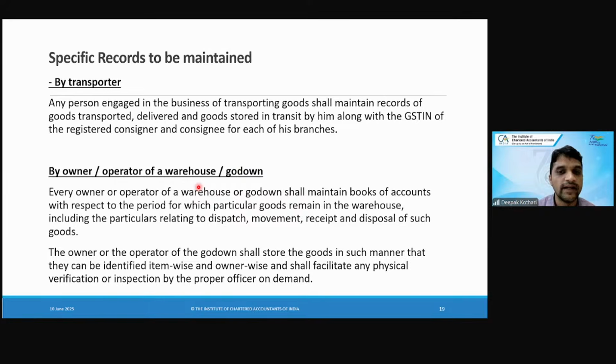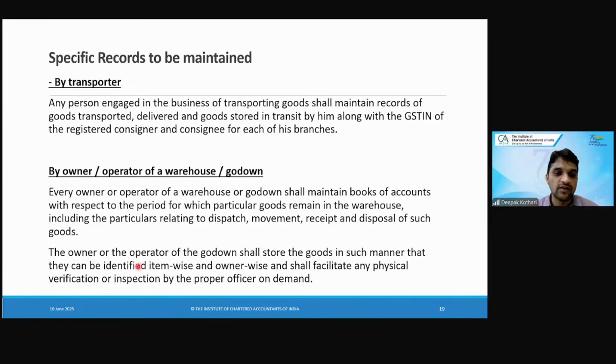The owner of a warehouse will maintain books of accounts with respect to the period for which the particular goods remain in his warehouse. So till the period when it is maintained in his warehouse, he will have to provide the record. Once it is gone, then he should not give it, right? Because some goods will come, some goods will go. He cannot maintain past records. Whatever are the goods presently lying in his warehouse, only those details he can give.